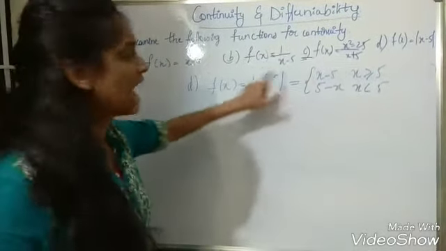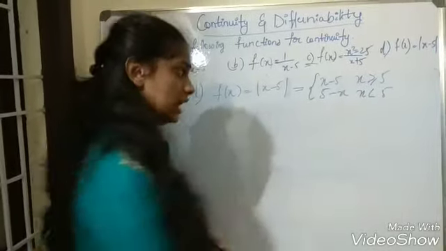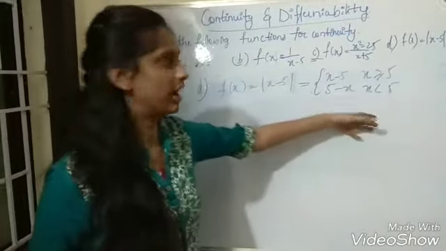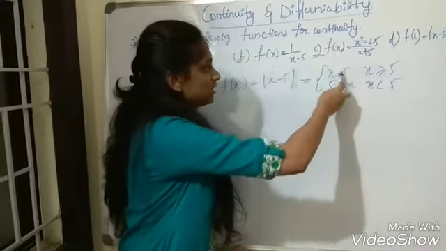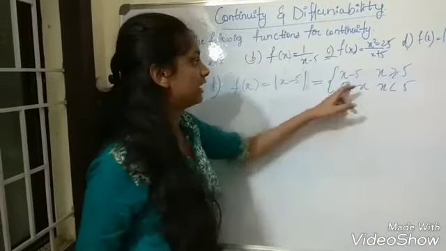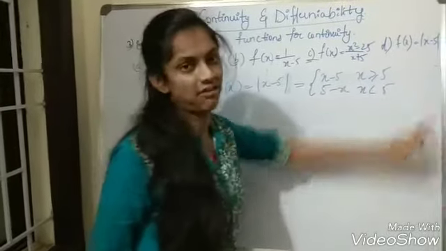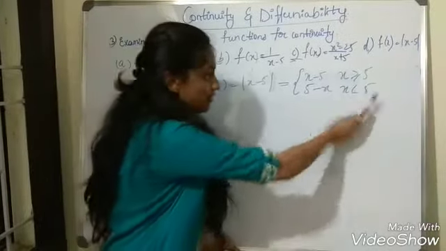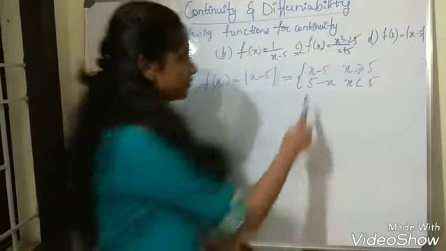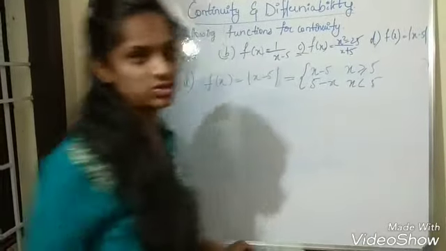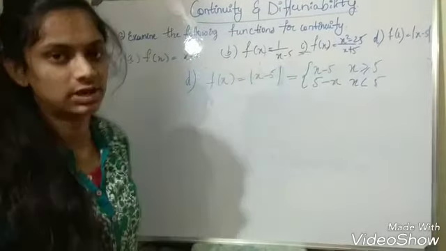Why is it like this? As it is in mod, whatever the answer comes out should be positive. Now if the value of x is greater than 5, then x minus 5 will be positive, because the value of x is greater and the value of 5 is less. Then when you subtract, you will get a positive answer. Now if the value of x is less than 5, then the value of 5 is more. So when you do 5 minus x, you'll get a positive answer, right? So we have to write it in this way, 5 minus x, because here mod is given.